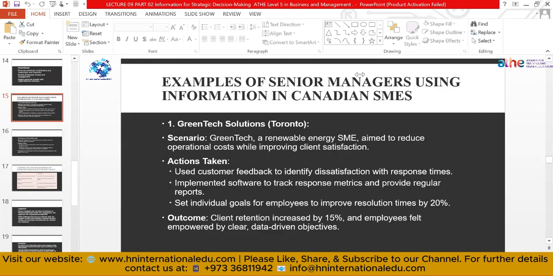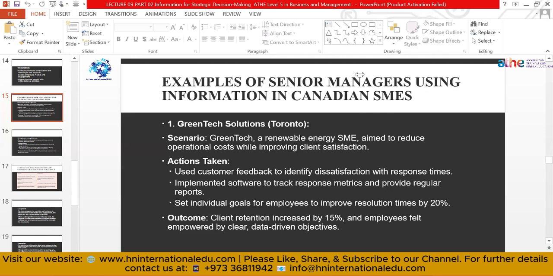Examples of senior managers using the information in Canadian SMEs: Green Tech Solutions in Toronto. Scenario: Green Tech, a renewable energy SME, aims to reduce operational costs and expenses while improving client satisfaction. This rate must not be hindered at all. Actions taken: using customer feedback to identify dissatisfaction with response times on the consumer side, and implementing software to track response metrics and provide regular reports, that is, check and balance. They set individual goals for the employees to improve resolution times by 20%.